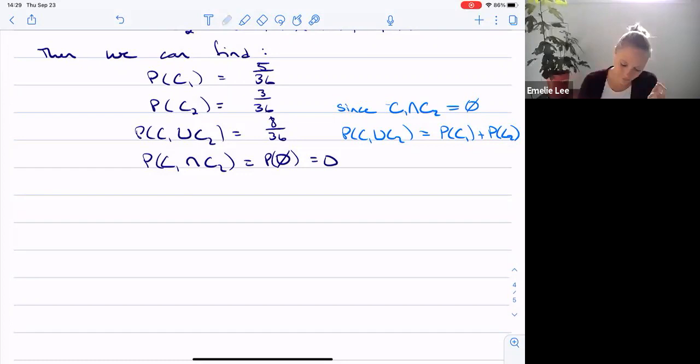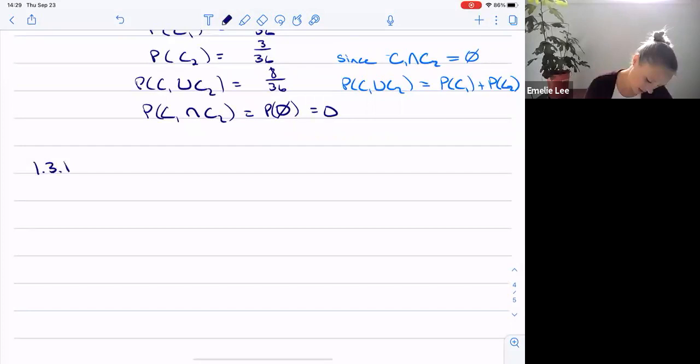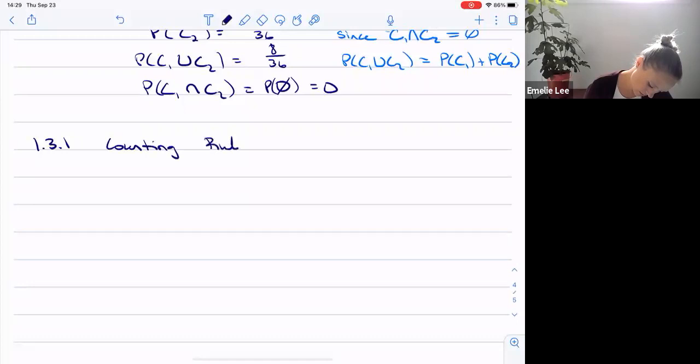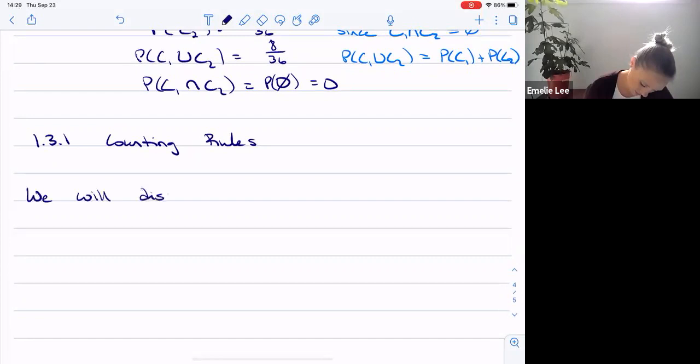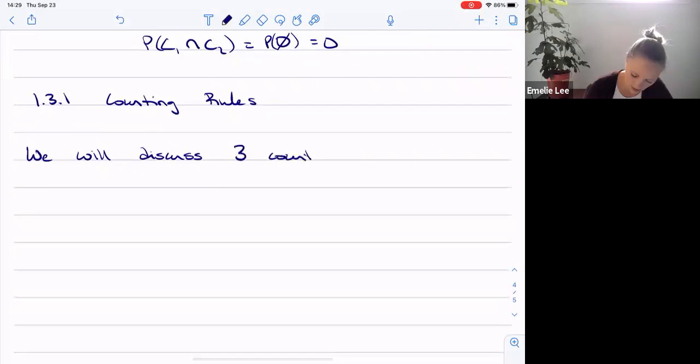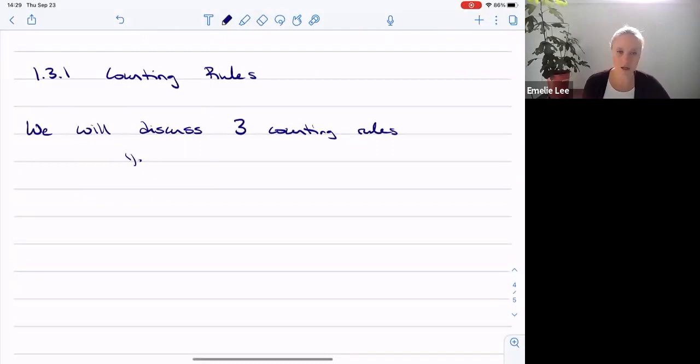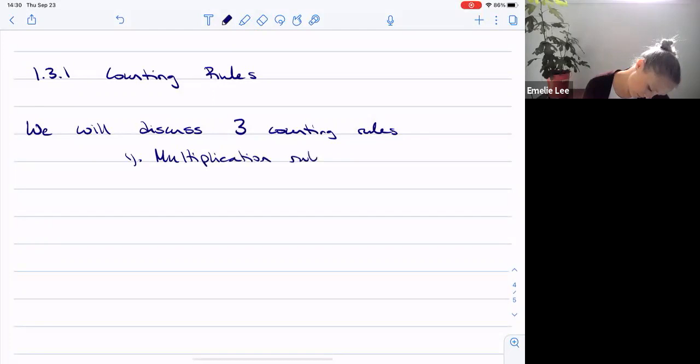So 1.3.1 is called counting rules. Okay, and so we're going to talk about three counting rules. So I'll name them here, and then we're going to work through each one of them one by one. The first one is, I call it the multiplication rule because it helps me. The textbook calls it the M by N rule or the MN rule. So I call it the multiplication rule. That's when we're going to look at things like license plates, how many possible license plates are there.